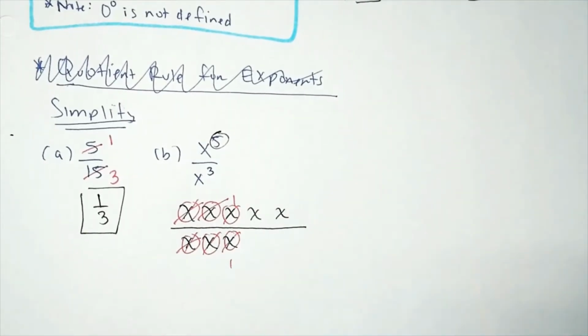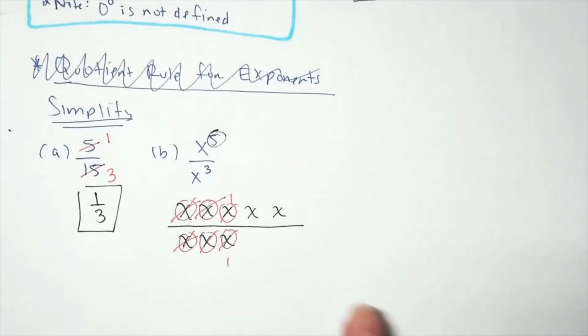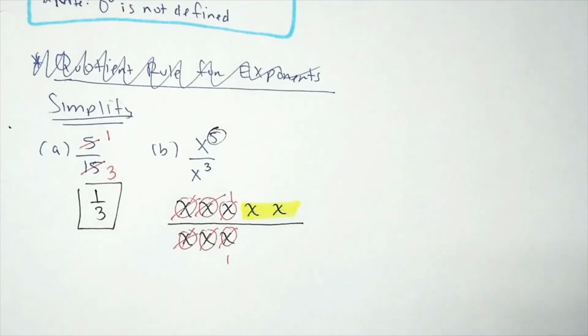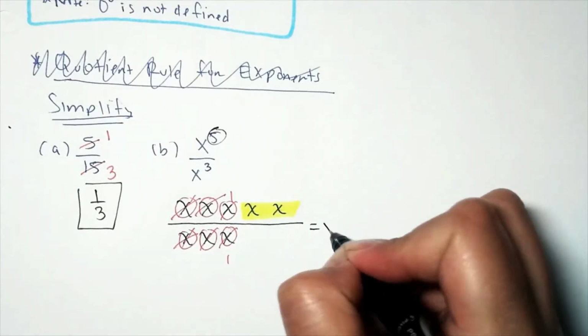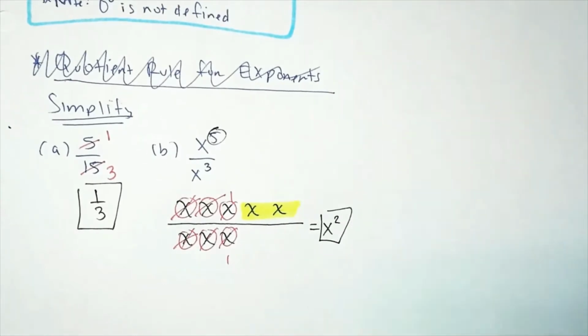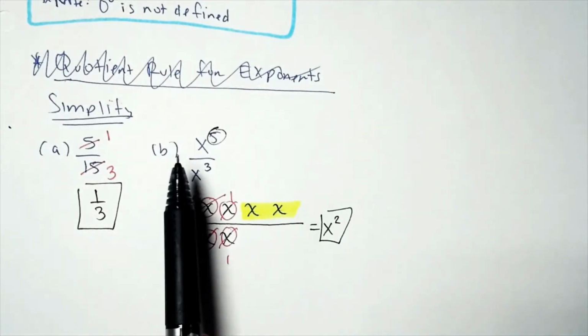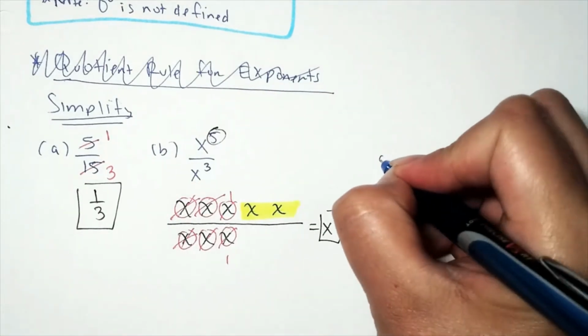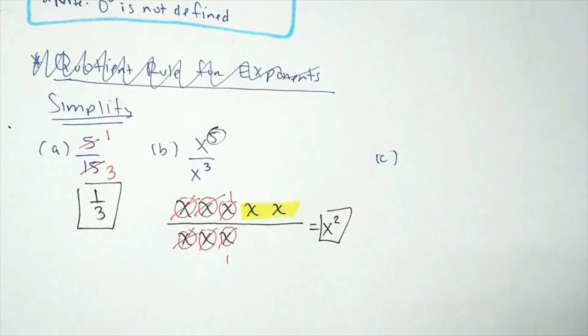And then we're just gonna write down what we're left with. Okay, what do we have? In the numerator, we have 2 factors of x. Okay, so that will give us x squared. So the moral of the story is that x to the 5th divided by x to the 3rd gives us x squared. Fantastic.